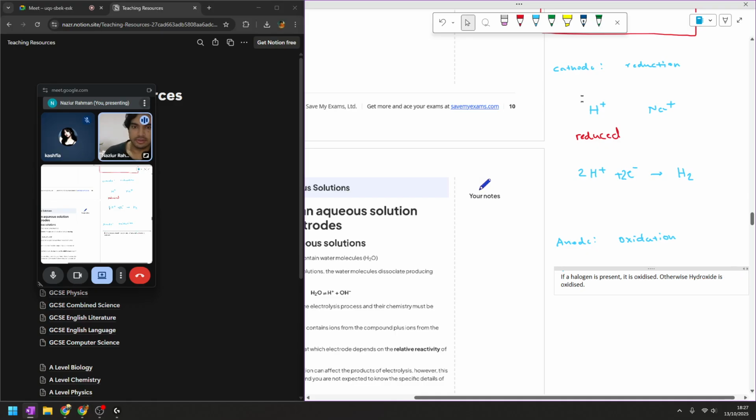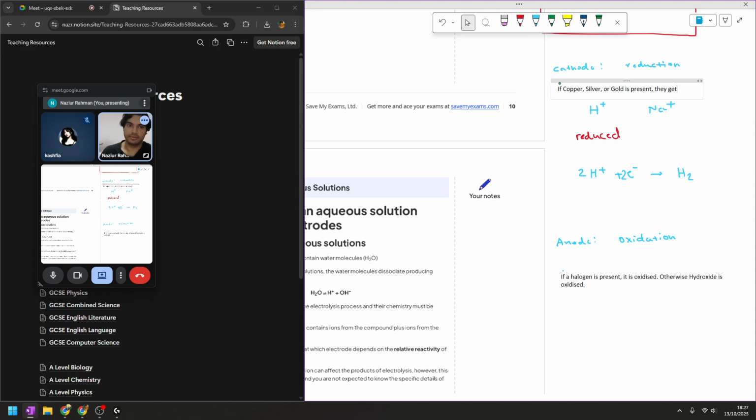Okay. On the other side, over here, the rule is if copper, silver, or gold is present, they get reduced. Otherwise, hydrogen gets reduced, because these are the only three things less reactive than hydrogen. So these are the only three things better at gaining electrons than hydrogen. So if copper, silver, or gold is present, they get reduced. Otherwise, hydrogen is reduced. So here we don't have copper, silver, or gold. We have sodium. So hydrogen is reduced.